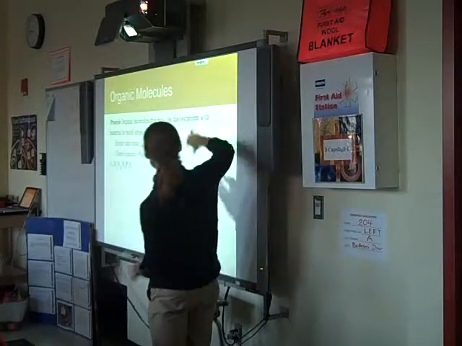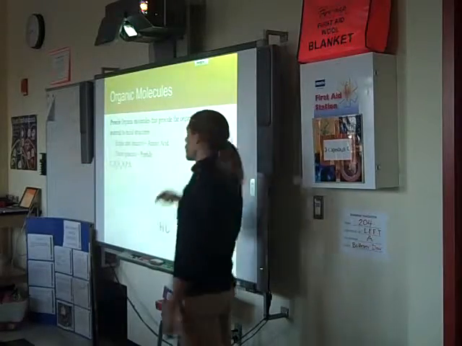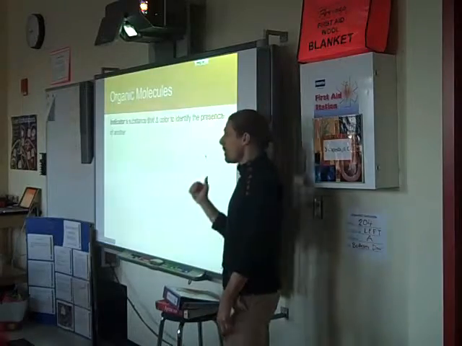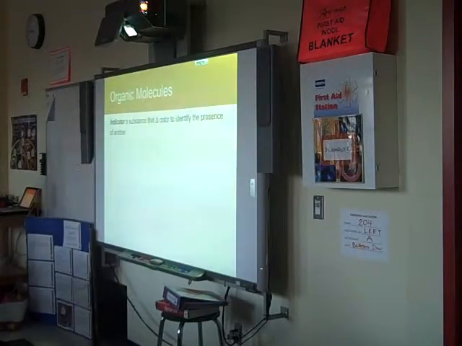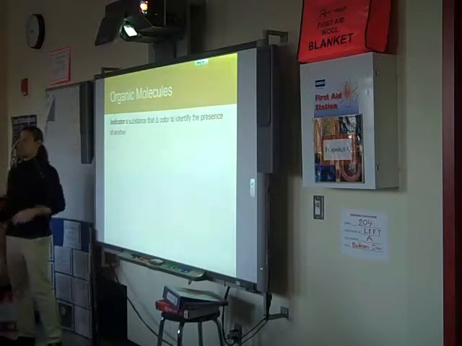So whenever you have a color change, just like our Benedict's that turned gold and our Biuret that turned purple, we have what's called an indicator, right? A chemical that transforms color in the presence of another. So all these are indicators. So right in front of you, you have an indicator that we're going to be testing shortly.